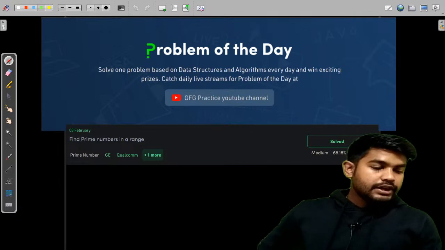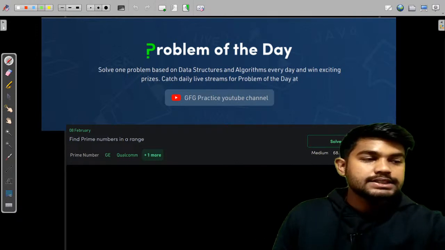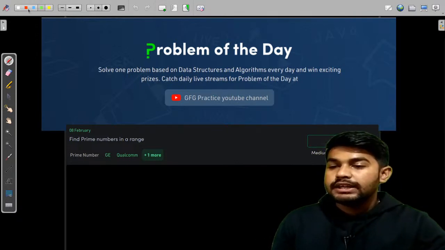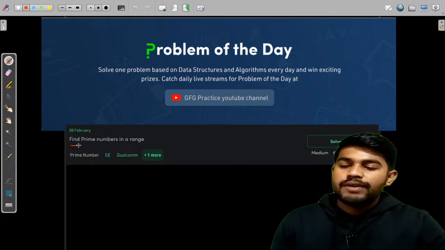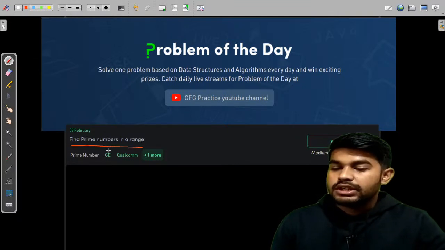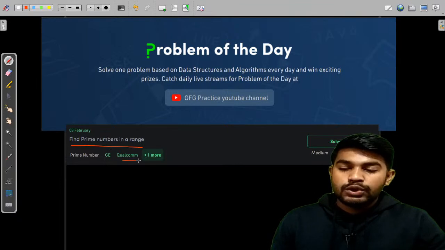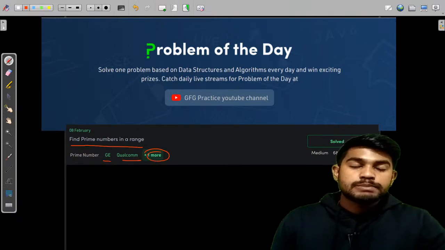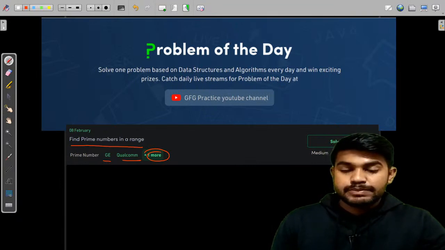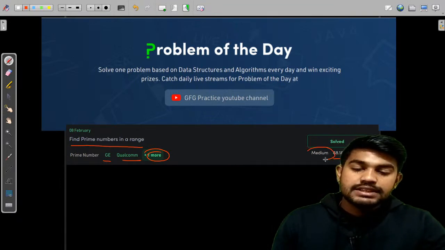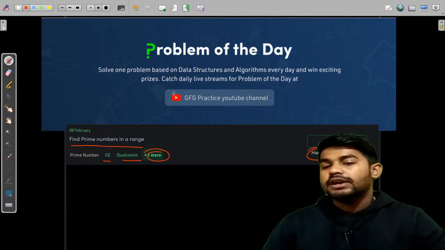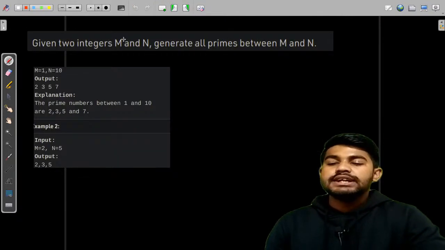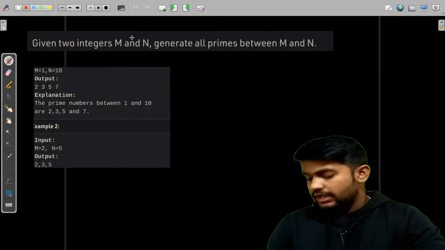Fair enough. Today we would be solving yesterday's problem of the day, that is find prime numbers in a range. This problem appeared in Qualcomm, GE, and one more company. And this problem has quite a great success percentage, that is 68%, and this is a medium level problem. Okay, so now let us read and understand the problem statement very carefully.